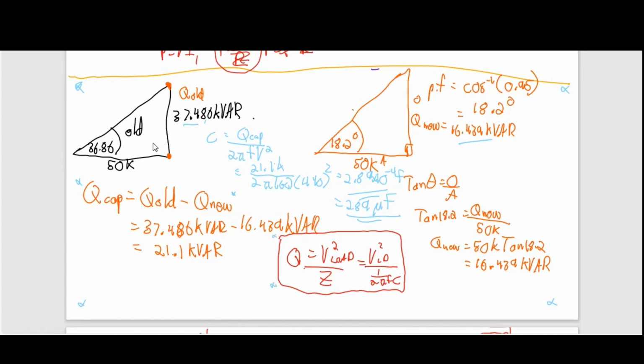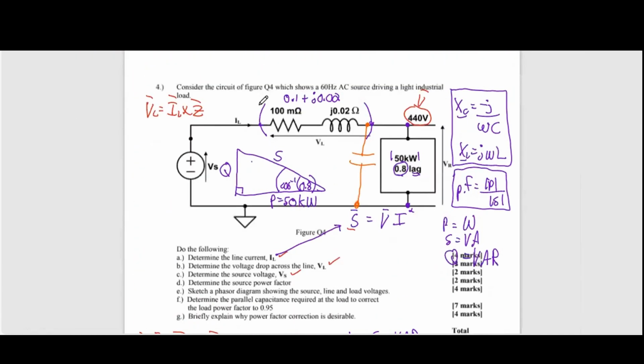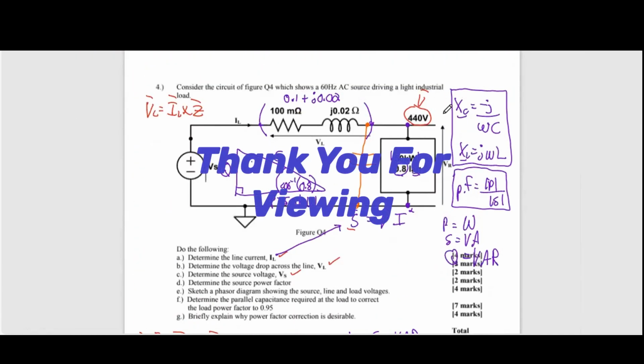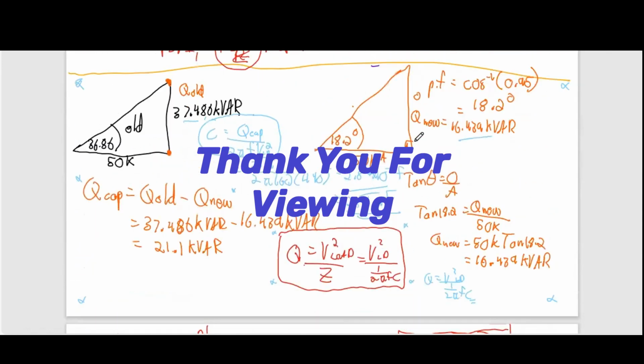Then you use this equation here. You can just write it down and transpose it for C: Q is equal to V squared load over 1 over 2 pi FC. You transpose this for C, because C is what you want, and put this equation on top here. From there, just plug in your Q cap, this 2 pi F, F will be given in any question, and this is V load. Your V load in the question, they will give it to you right next to the load. Look right here, 440. And you just plug it in and you get your capacitor value.